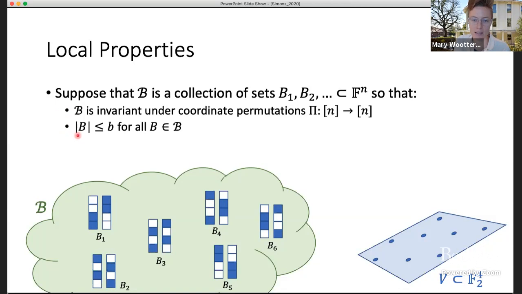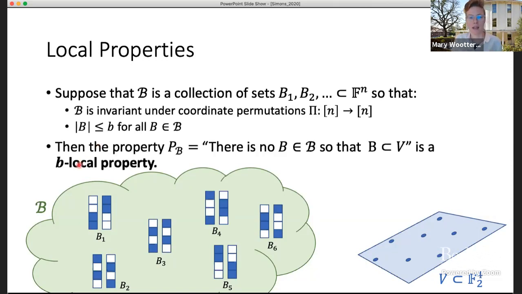The second thing is that each of these bad sets B has size at most little b. So in this case, little b is just 2. Okay, so suppose I have this collection of bad sets, curly B, that satisfies these properties. Then a B local property, these are the sorts of properties I'm interested in, is a property of the form: there is no bad set that is contained in my subspace. So that's the definition of a B local property.